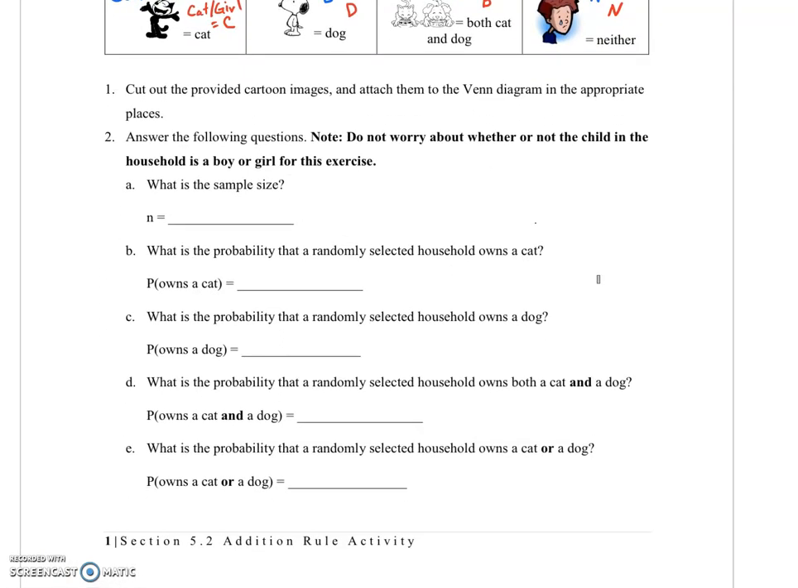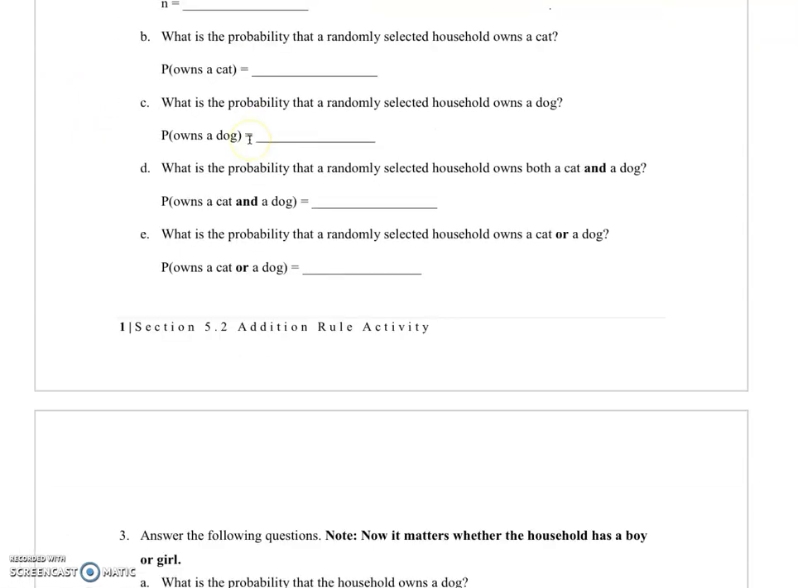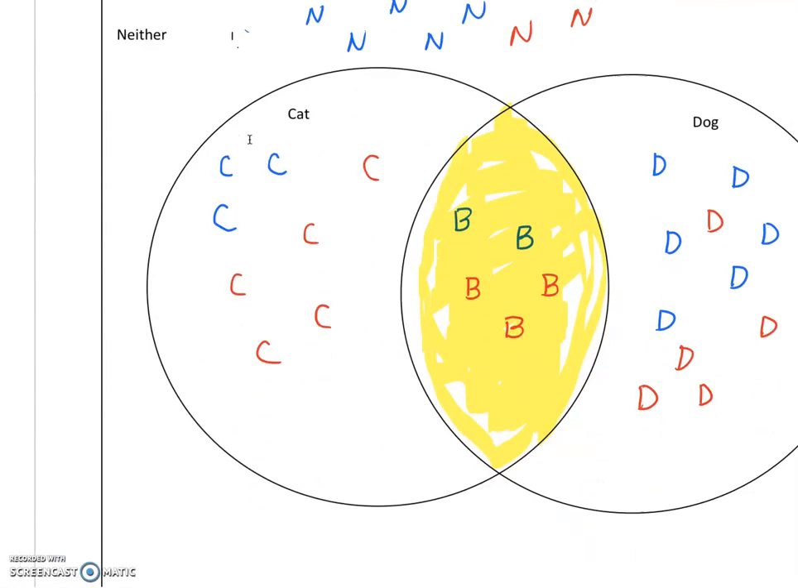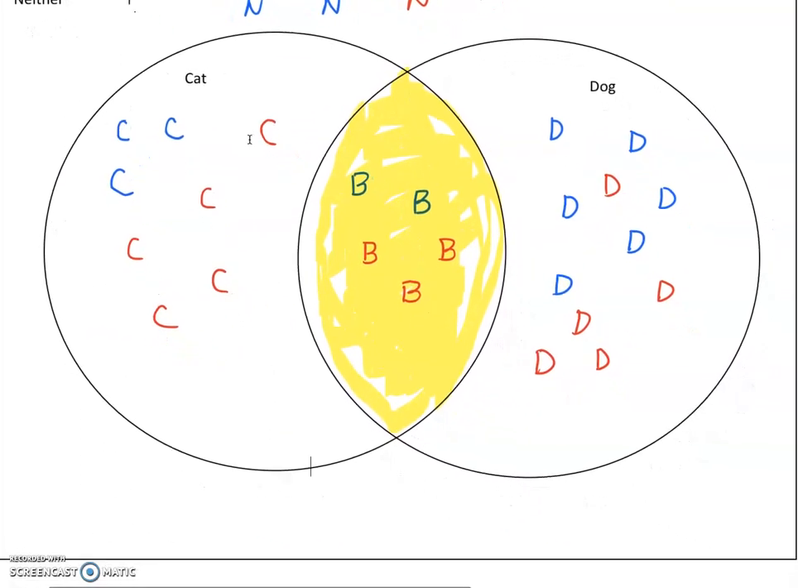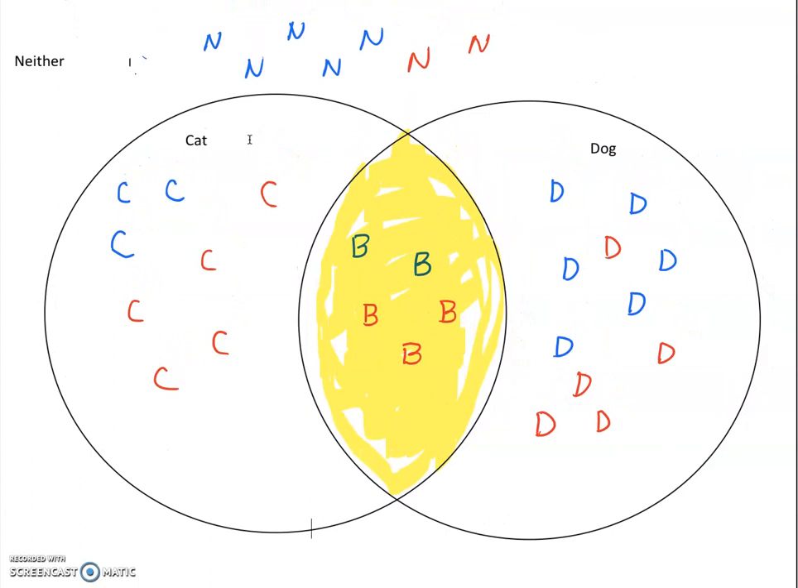So, right now, it doesn't matter to us whether the child in the household is a boy or a girl. We're just going to worry about the type of pets. So first, we need to know what the sample size is. Well, that's simple enough. If we just scroll down again, all we have to do is count the number of things we have in here.